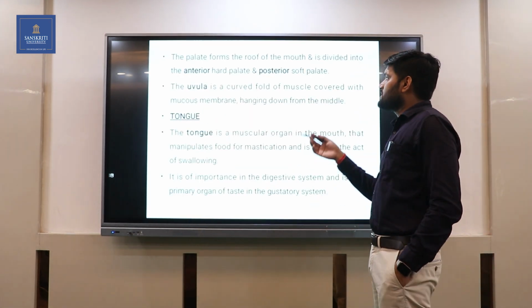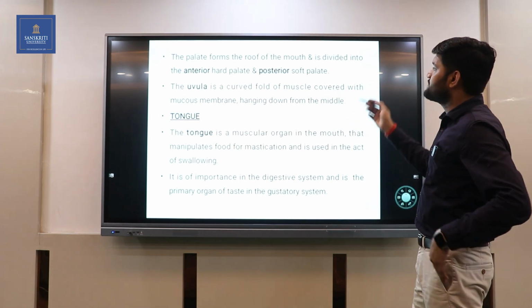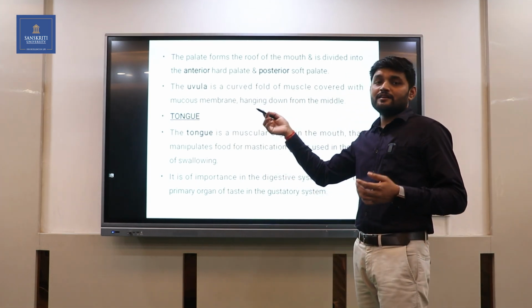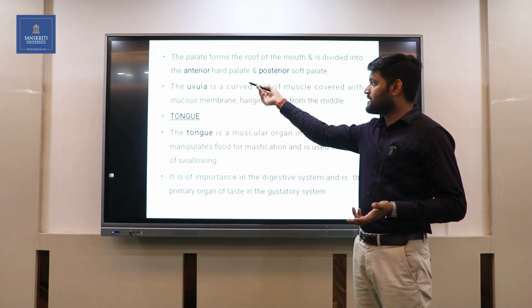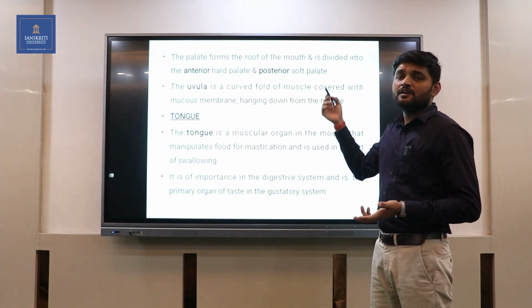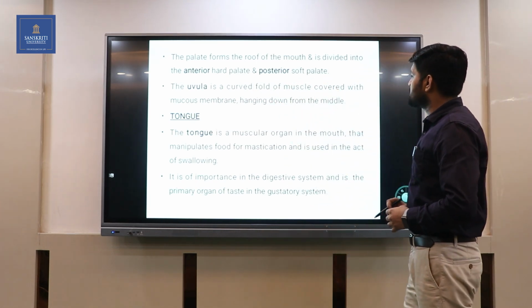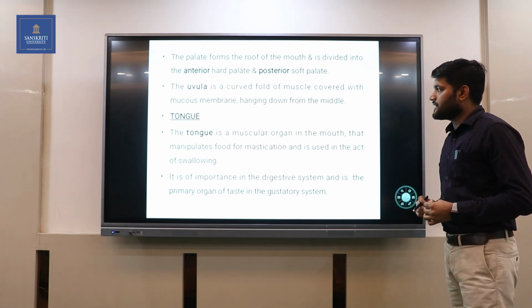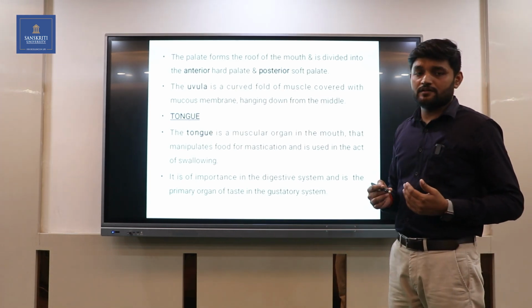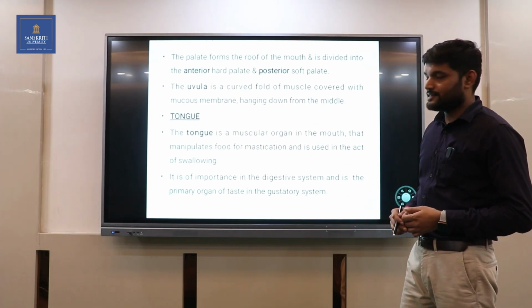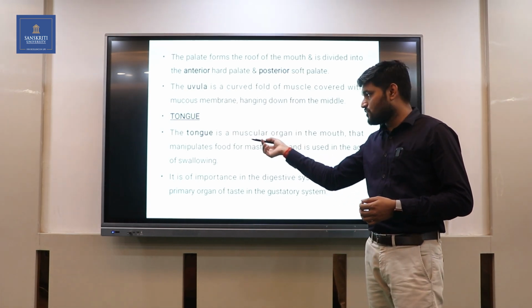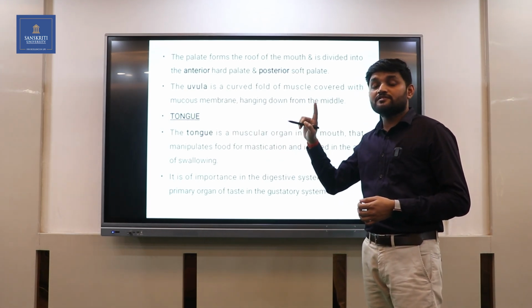The palate forms the roof of the mouth and is divided into the anterior hard palate and the posterior soft palate. The uvula is a curved fold of muscle covered with mucous membrane hanging down from the middle. Tongue: the second part of the primary digestive organs. Tongue first, which is the first?